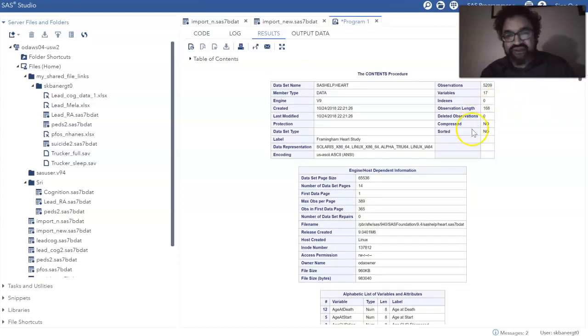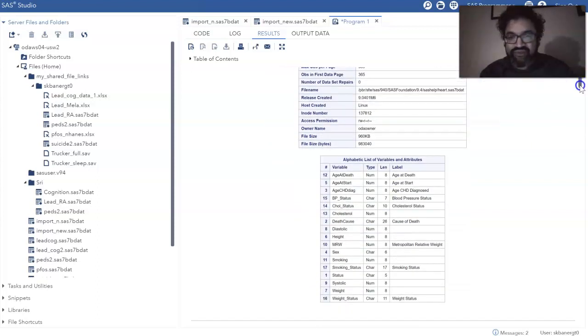Always take a look from the top at how many observations there were. Remember, I told you it was about 5,200, so 5,209 observations. We're looking at the Framingham Heart Study. The timestamp is there, which is always important because it allows other people you're communicating with to know when you ran it and everything else.